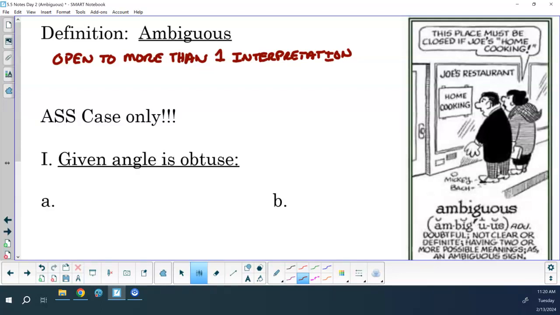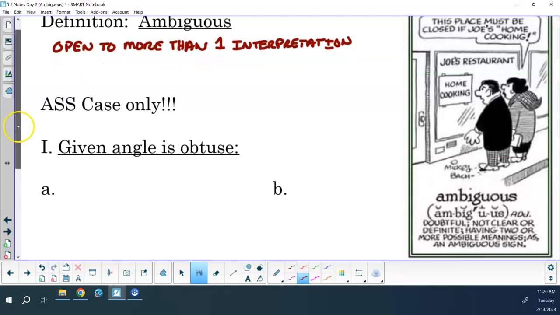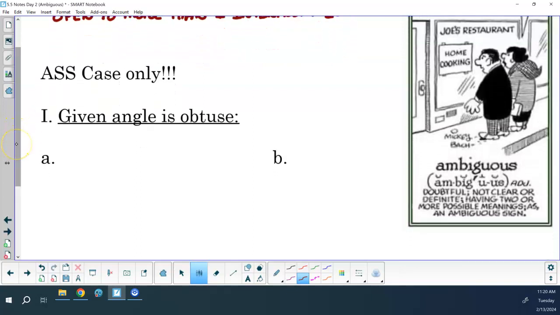So the ambiguous case of the law of sines only happens if you're given an angle side side. That's the only time that it will happen. It will not happen if you're given side angle side or angle angle side. It will only happen given an angle, a side, and a side.